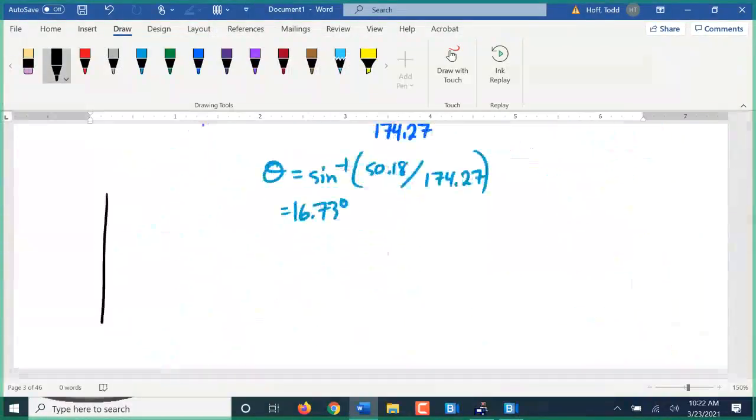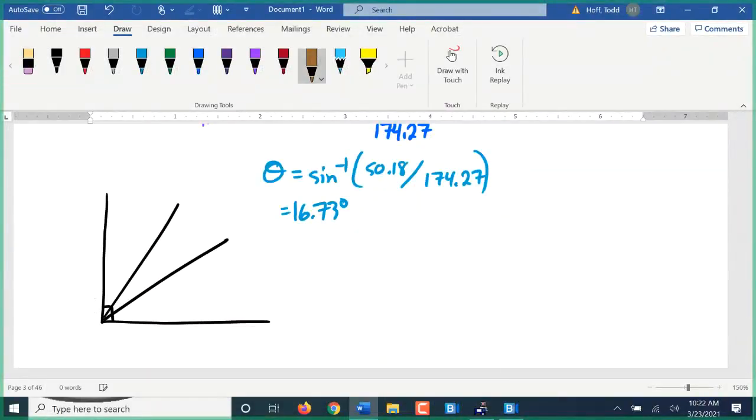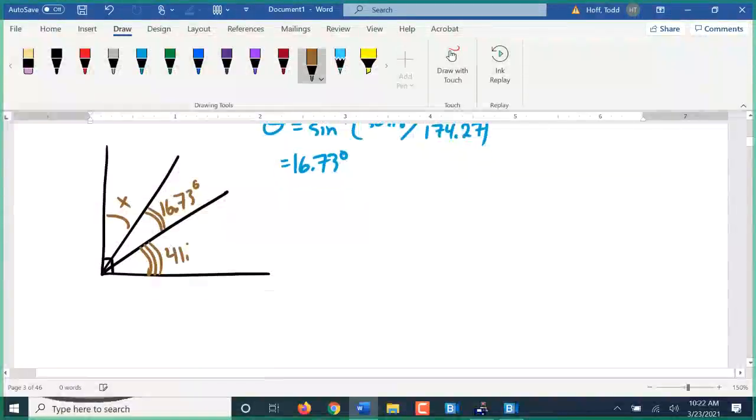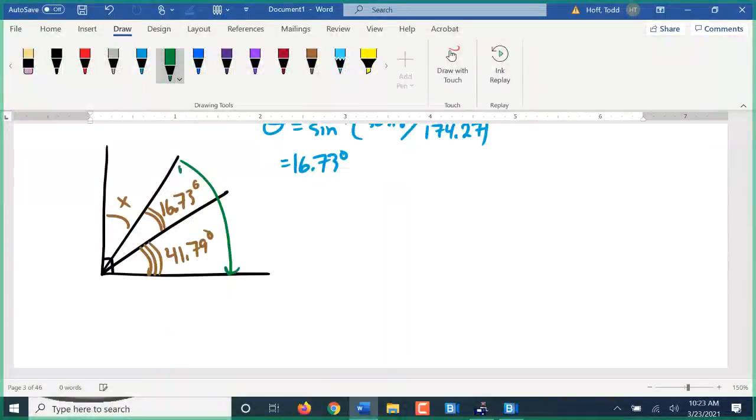If I look at that section there, that's a right angle, and I have two other angles coming off it. Here's my angle X. This one was the 16.73 degrees that we just found. This angle here was the 41.79 from over here. I'm going to combine those two angles to get an overall angle here. 16.73 plus 41.79 is 58.52 degrees.